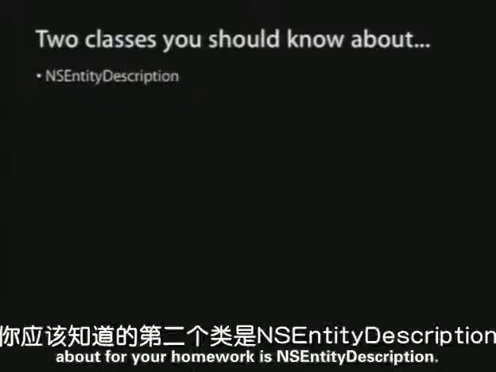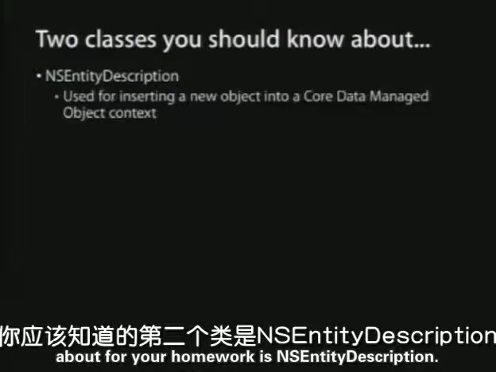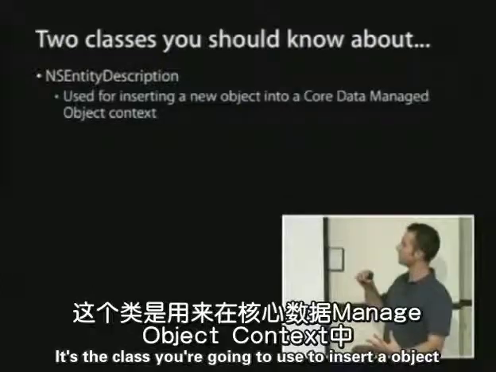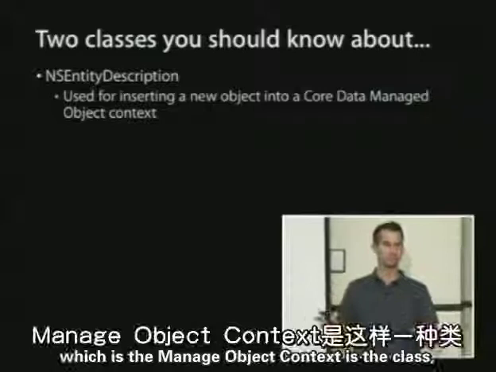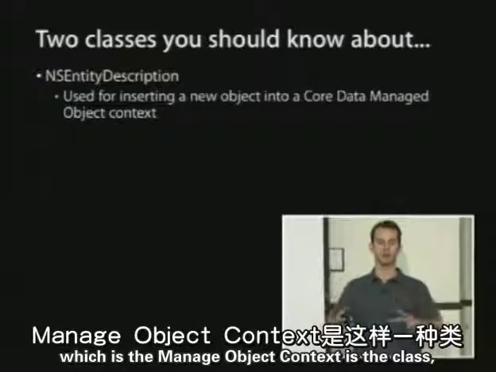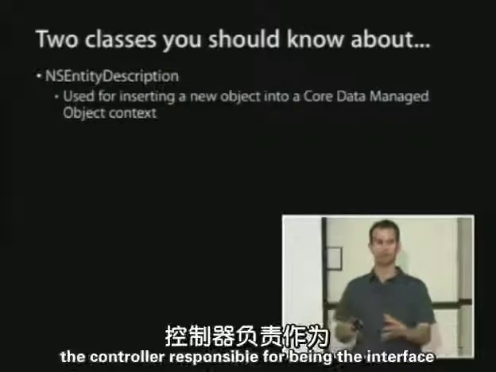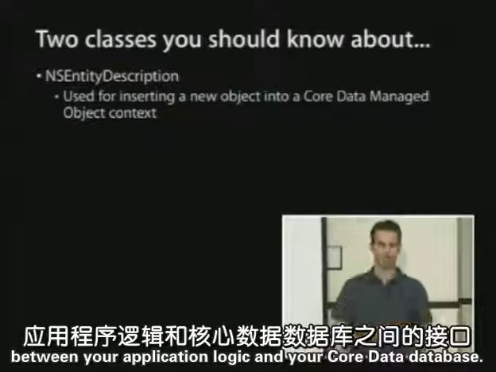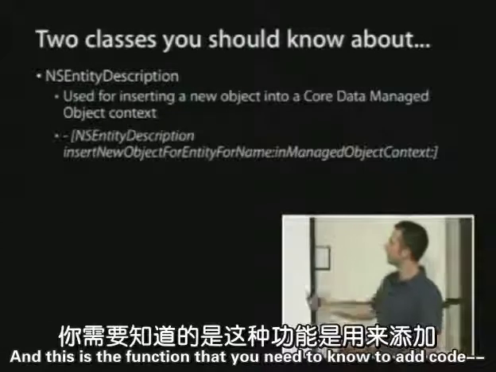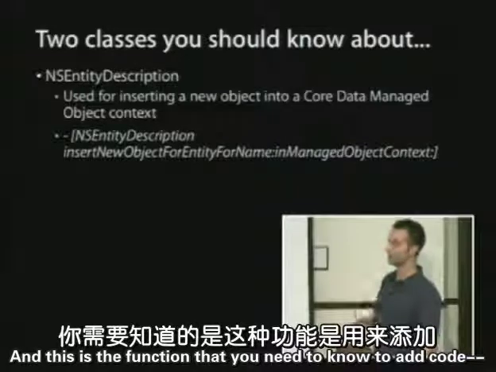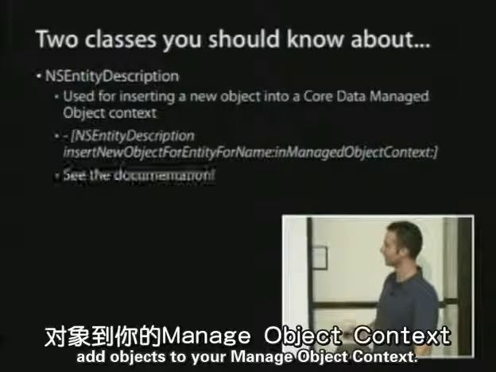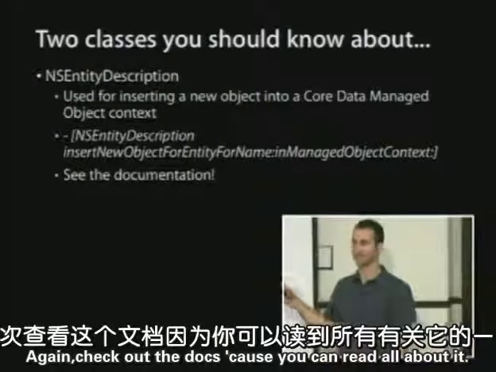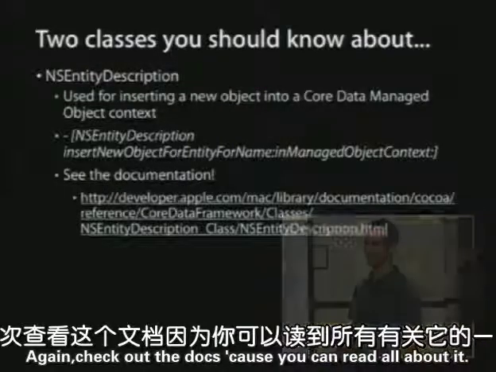The second class you should know about for your homework is NSEntityDescription. It's the class you're going to use to insert an object into a core data managed object context, which is the class, the controller responsible for being the interface between your application logic and your core data database. And this is the function that you need to know to add objects to your managed object context. And again, check out the docs, because you can read all about it.